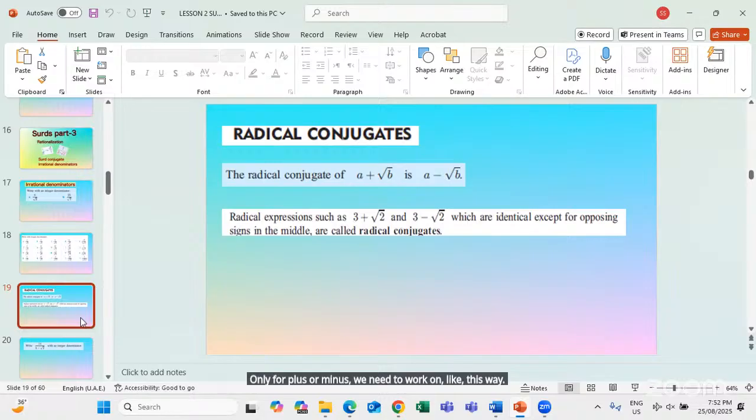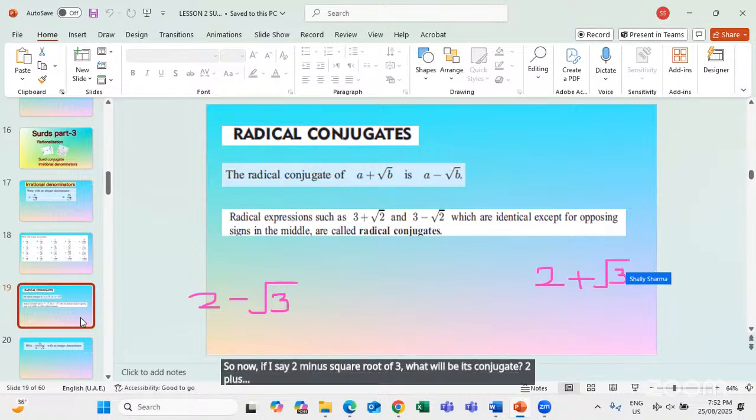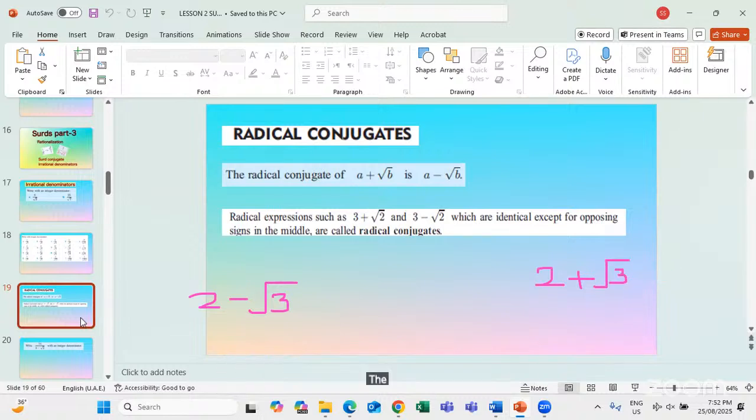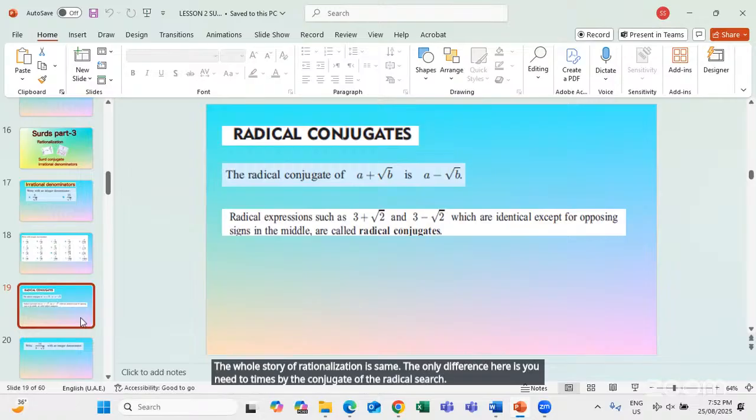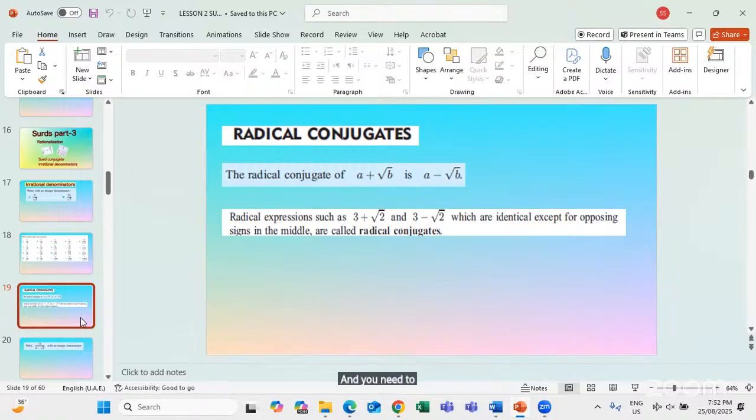So now if I say 2 minus square root of 3, what will be its conjugate? 2 plus root 3. Now the whole story of rationalization is the same. The only difference here is you need to multiply by the conjugate of the radical surd, and you need to divide also. So for example, we take one question here.